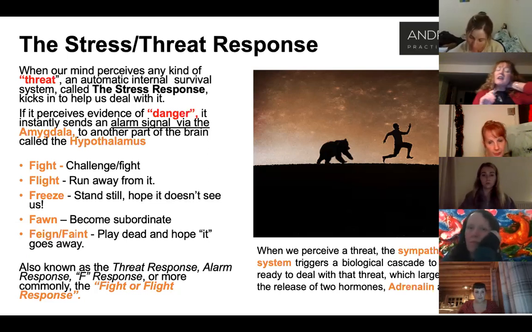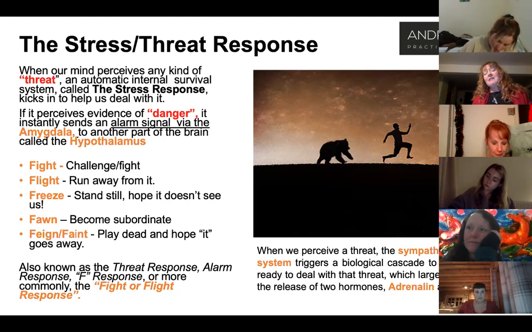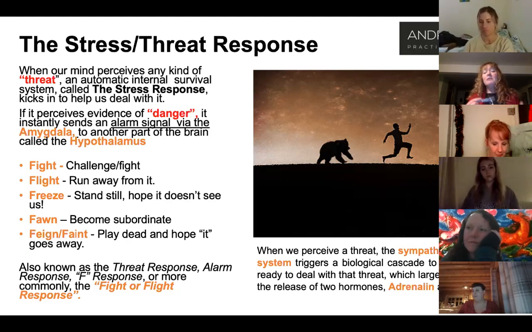Now, I've got a diagram that I hope will help show exactly what is happening to your body when you go into that mode. Some of you will already know this because you will have had that background, so apologies if I'm saying anything that is already very obvious to you. But basically, when we perceive a threat, even if it's not a physical threat, the sympathetic nervous system triggers a biological response, which gets the body ready to run, in effect, ready to deal with that situation. And that quite often will mean the production of extra adrenaline, extra cortisol.